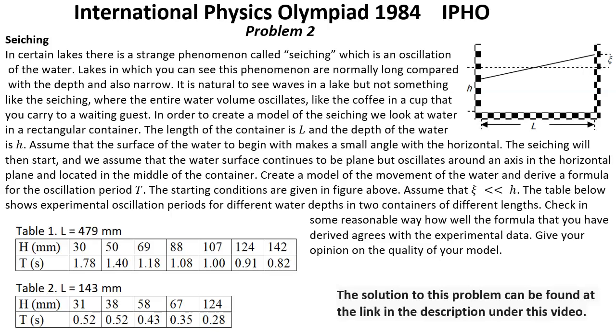Create a model of the movement of the water and derive a formula for the oscillation period T. The starting conditions are given in the figure above. Assume that C is much less than H.